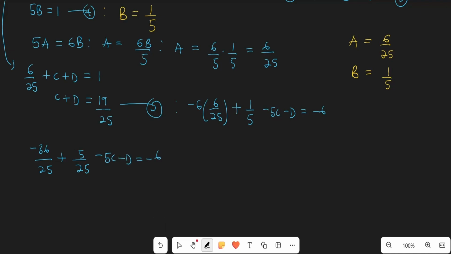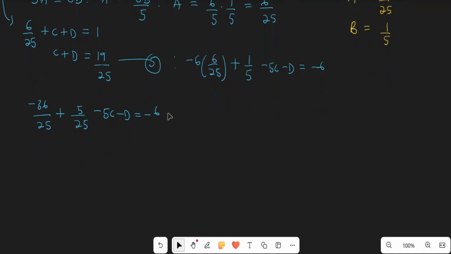That is equal to negative 6. So we can easily sum these ones, and doing that, that is going to be negative 31. Right, so that means that we are going to have negative 5c minus d, and that is equal to negative 6. This one is going to be negative 31 over 25, and that is now going to be positive 31 over 25 on the right hand side.